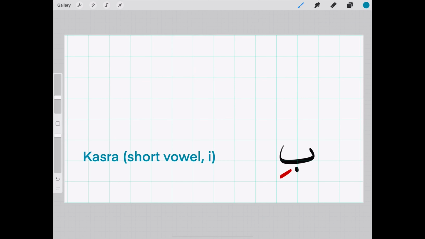The third short vowel is called kasra, which is, for simplicity, an I letter in English attached to the Arabic alphabet letter. In this case, try to guess, how would you pronounce this letter with this dash or line underneath? It's called kasra in Arabic, and the pronunciation of the ba letter here would be bi. So when you add the kasra, it will sound like bi.